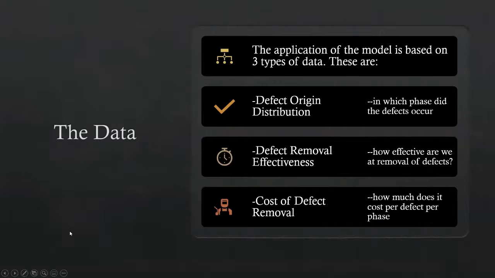We have three data types. The first one is defect origin distribution: in which phase did the defect occur. The second one is defect removal effectiveness: how effective are we at removal of defects, that means filtering. The third one is cost of defect removal: how much does it cost per defect per phase.